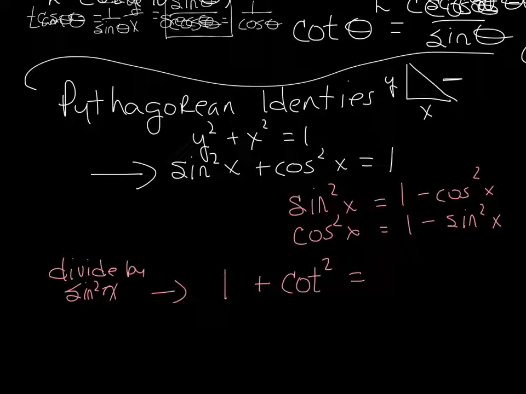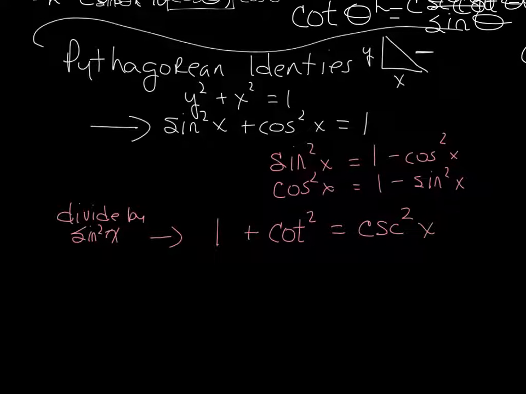1 divided by sine squared. Look at your notes you just wrote down. 1 divided by sine squared, or 1 divided by sine. Cosecant squared.